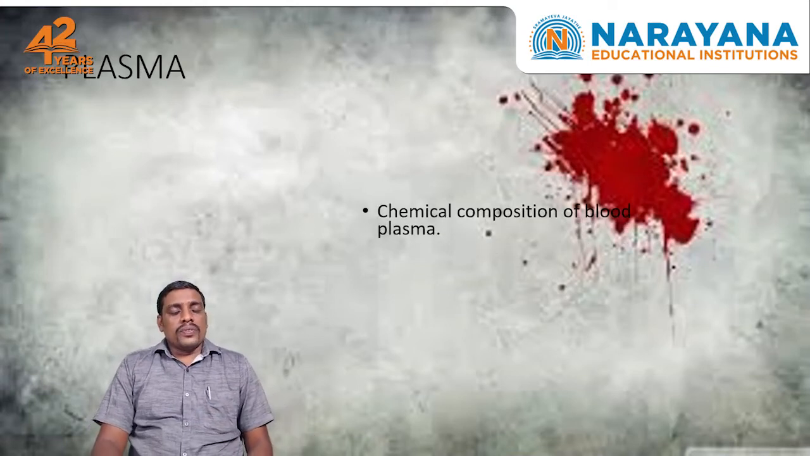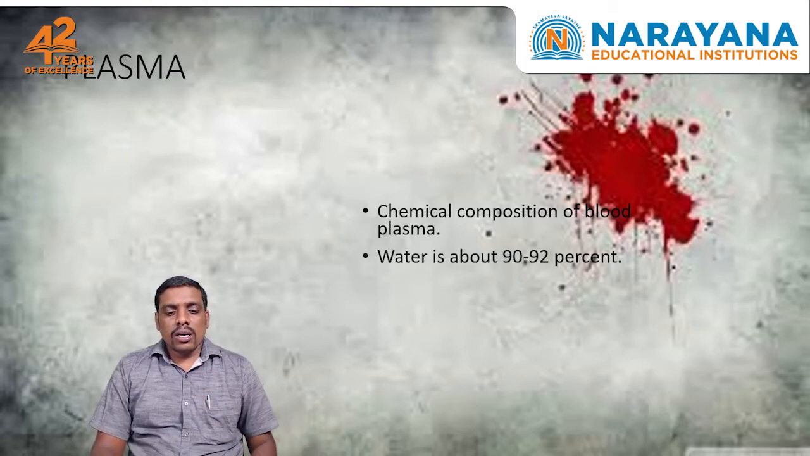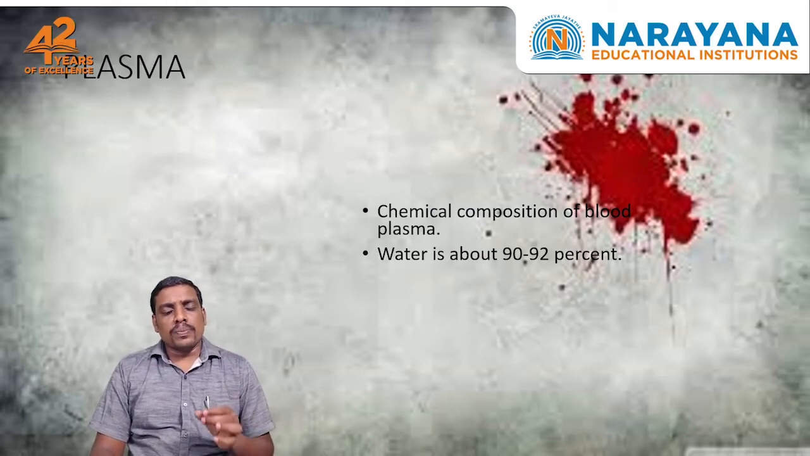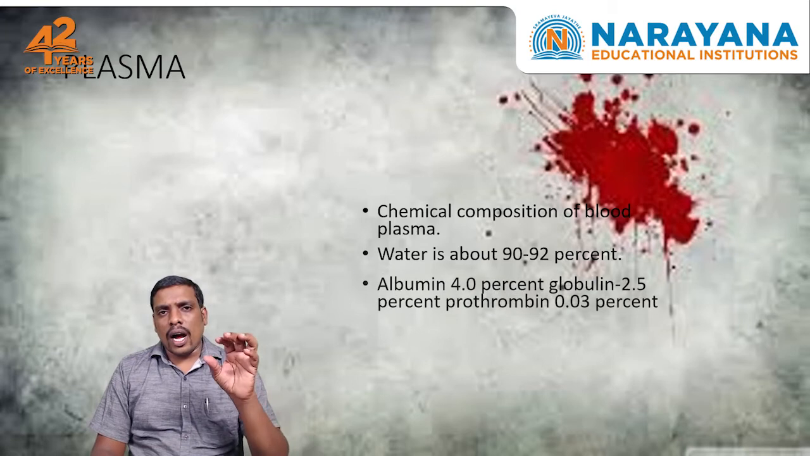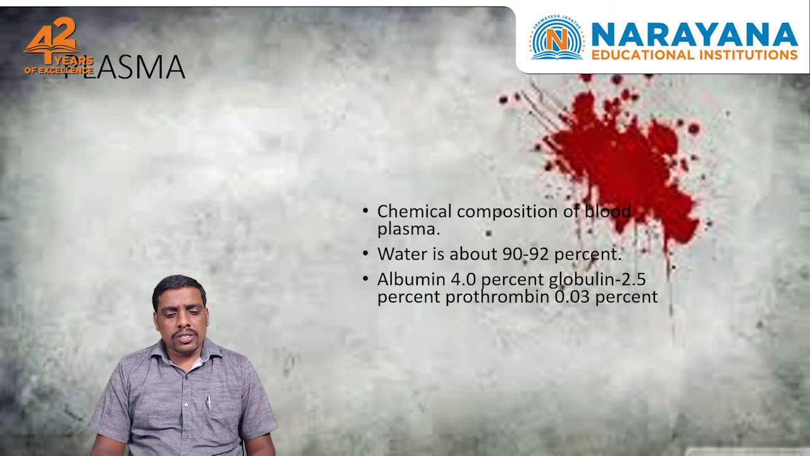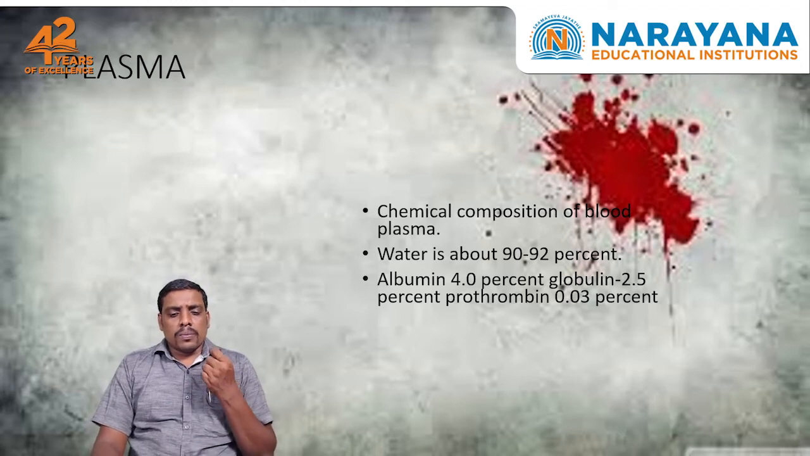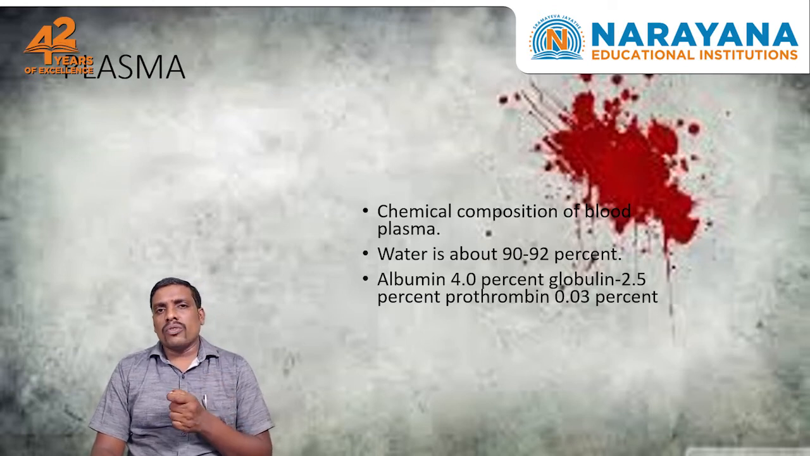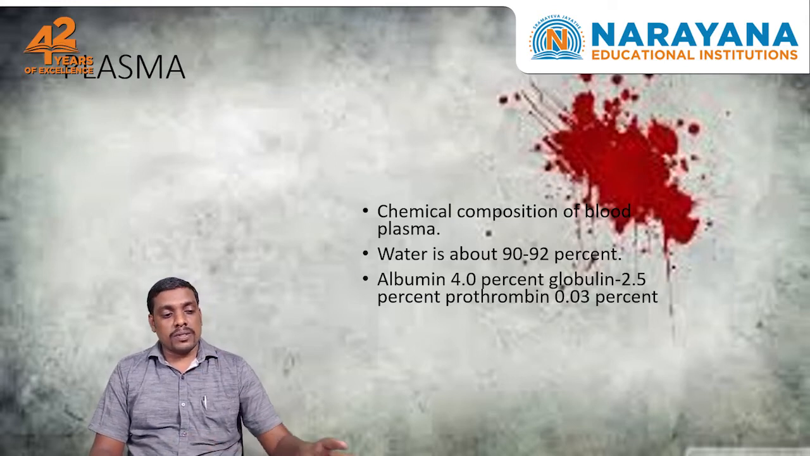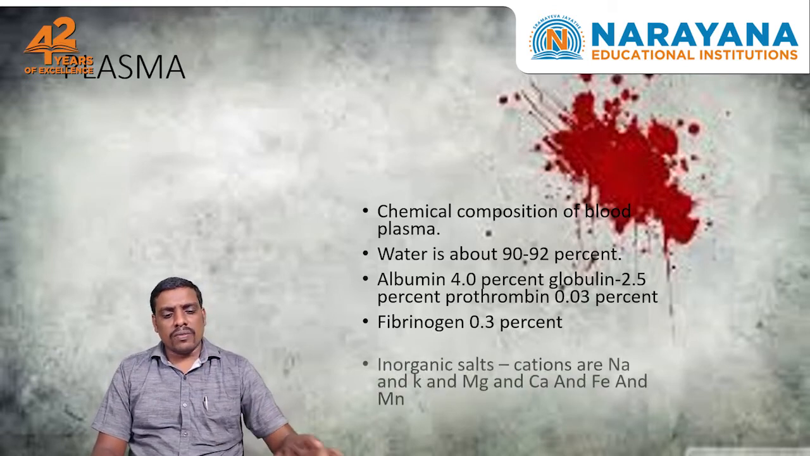Now, let us learn the chemical composition of plasma. Plasma is made up of 90 to 92% water. The highest amount of water is present in the plasma. Albumins are 4.0%, globulins are 2.5%, all these are proteins as we know very well, and prothrombin is about 0.03%. Fibrinogen concentration is about 0.3%.